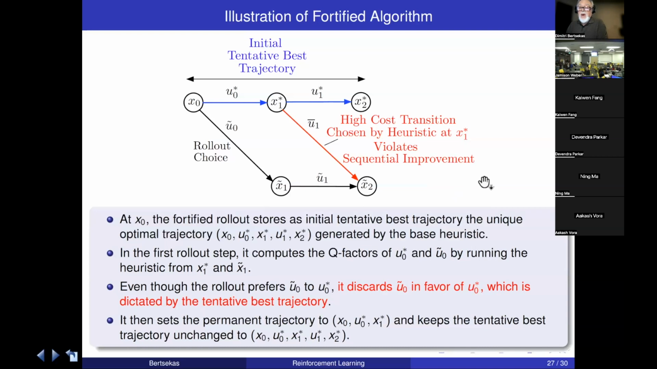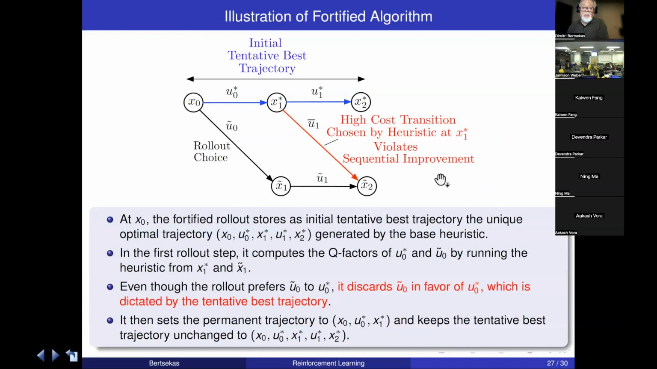Yes, it does. If it violates sequential improvement, it violates sequential consistency by necessity. But you're exactly right. If it were sequentially consistent, then it would continue to choose U1 star after it moves to X1 star. But it is not sequentially consistent, and it chooses in particular this transition, and it also violates sequential improvement because it's a high cost transition.